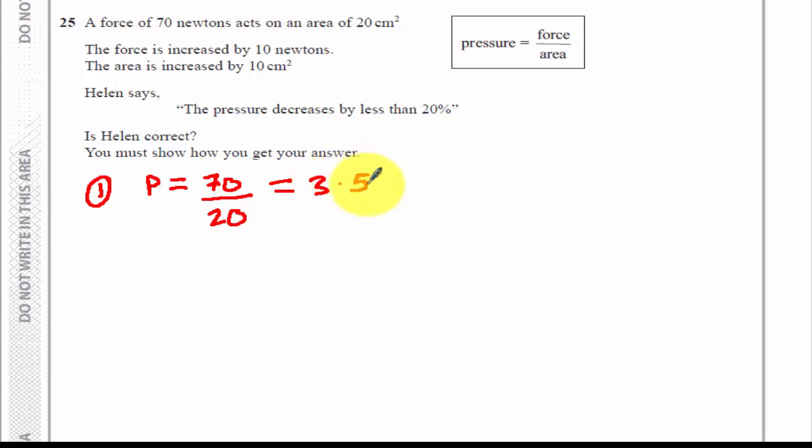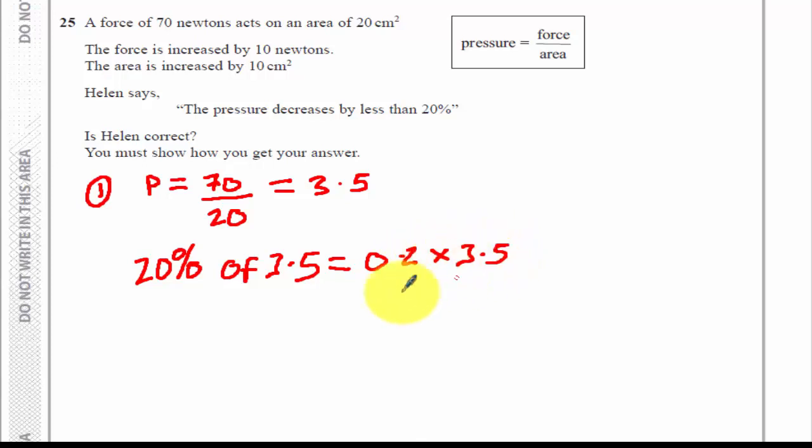That's not going to be too much of an issue because we're interested in an increase or decrease here, not what the units are. So Helen says the pressure decreases by less than 20%. Now 20% of 3.5 is 0.2 times 3.5, which is 0.7. So if it decreases by less than 0.7, Helen is correct.